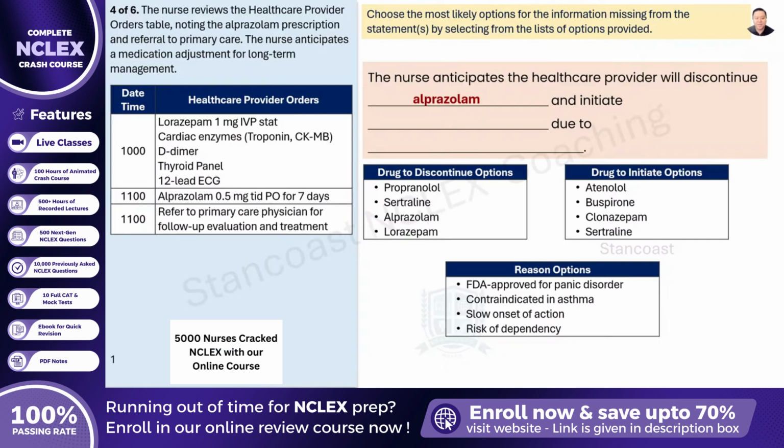Now let's move into the next part of the statement. It says, and initiate blank. So our options are atenolol, buspirone, clonazepam, sertraline. The answer is sertraline. Okay. Now, why do you think that sertraline is the answer here?